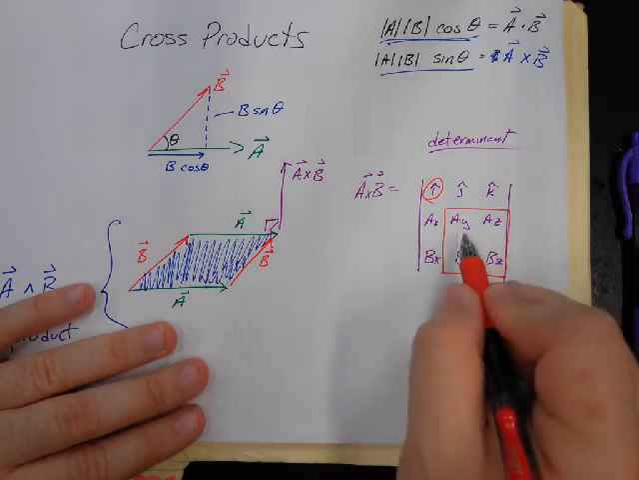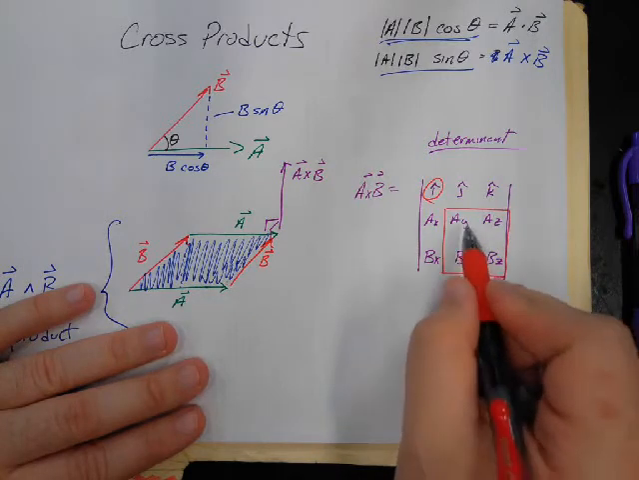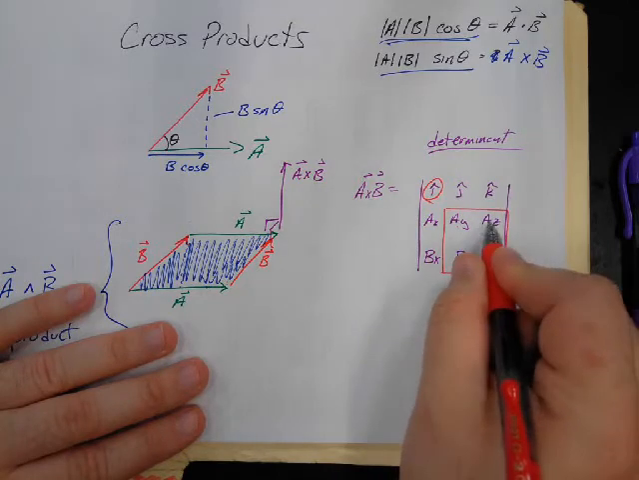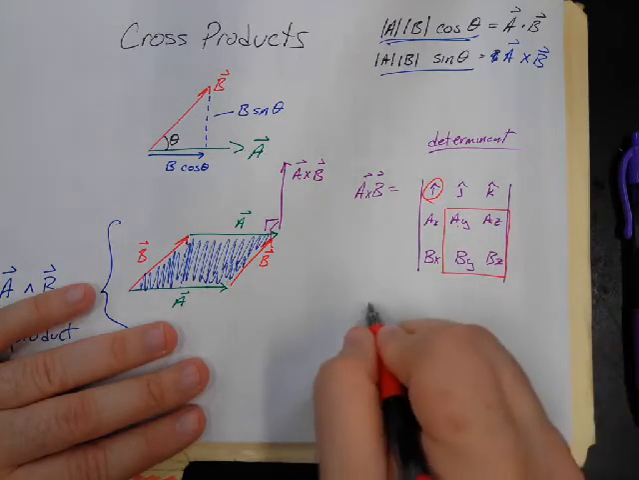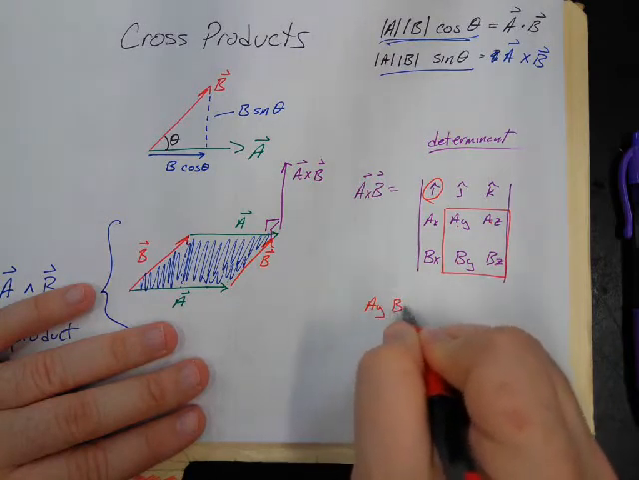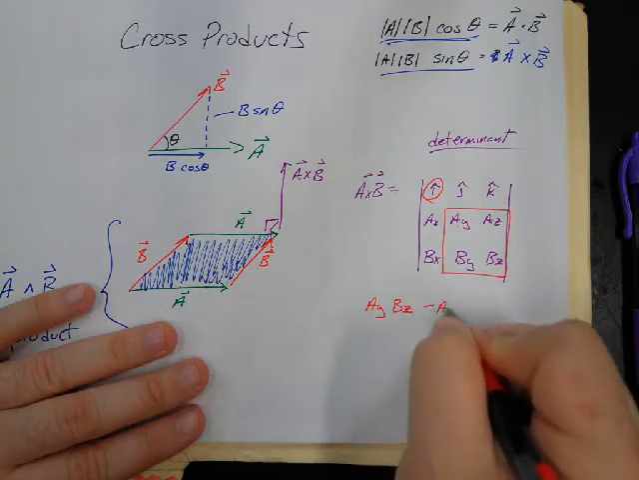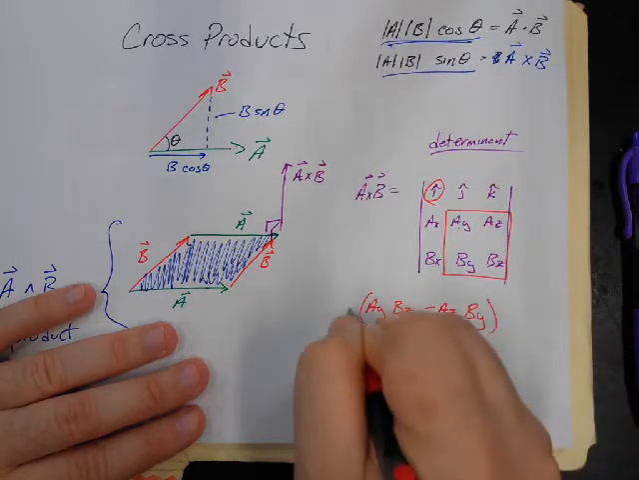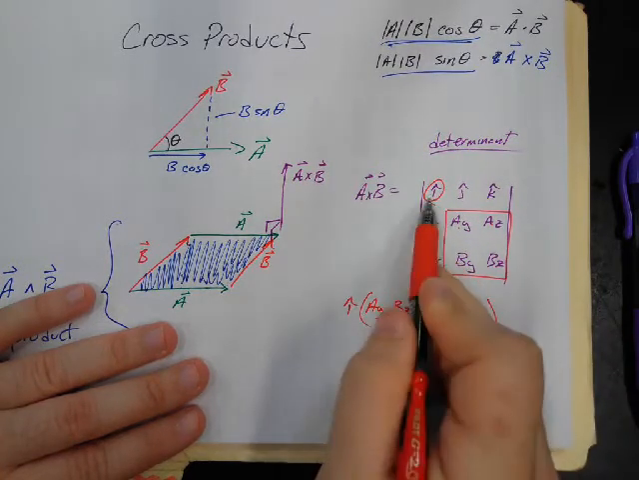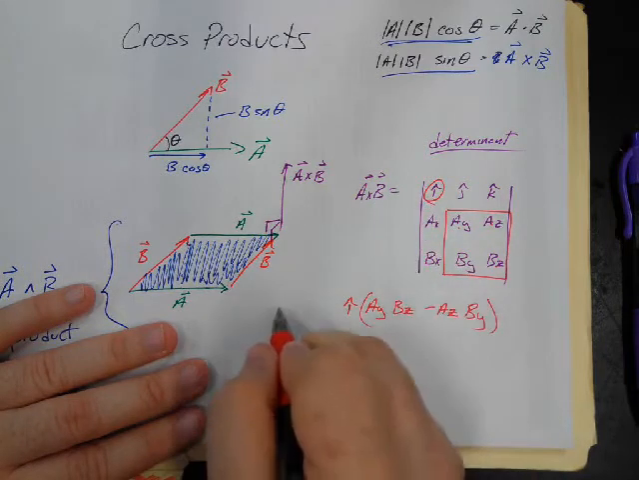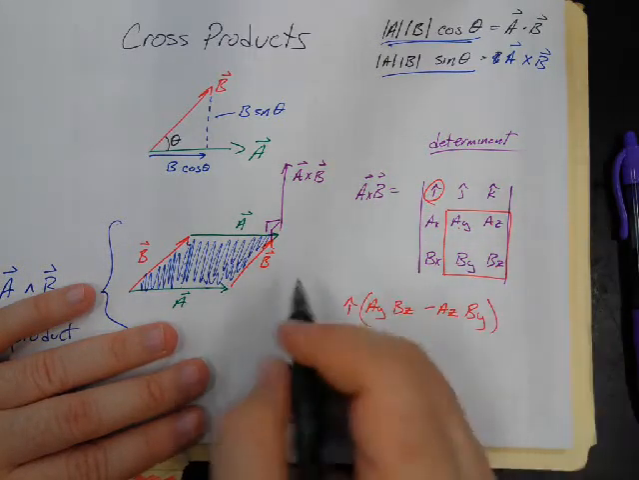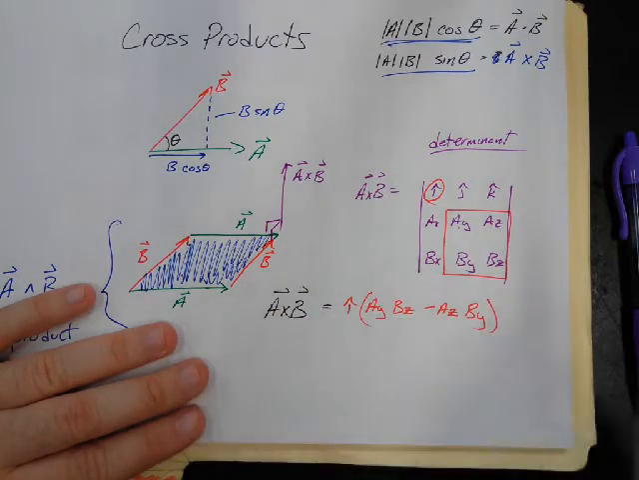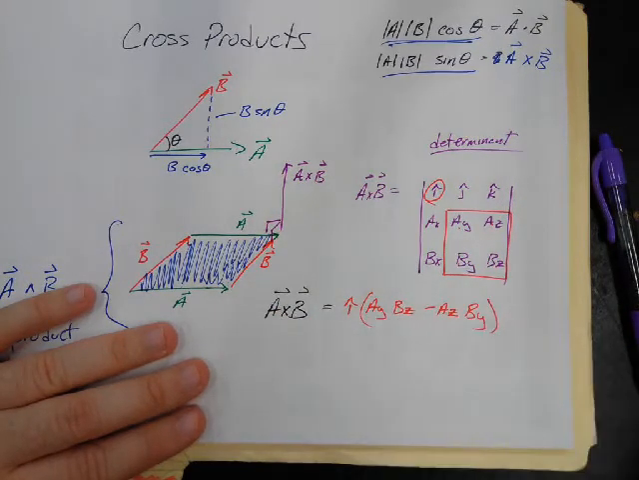But what we're going to do is for the small bit of the matrix, the determinant is defined as the diagonals subtracted from each other. So we'll do AY BZ minus AZ BY. And this is a thing that is associated with the I hat vector. So we'll write in A cross B equals, and then we have this term here.